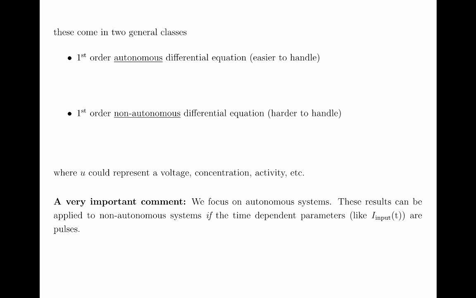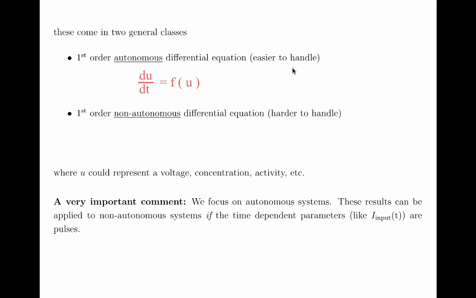Now, these first-order dynamical systems or differential equations come in two general classes. There are first-order autonomous differential equations. These have the form du dt, where u is our dependent variable and t is our independent variable. We want to know how u evolves in time. It's going to equal some function f, which depends only on u. This is an autonomous differential equation. Notice we only have our function f depending on u, and typically these systems are easier to handle and will be our focus in this course.